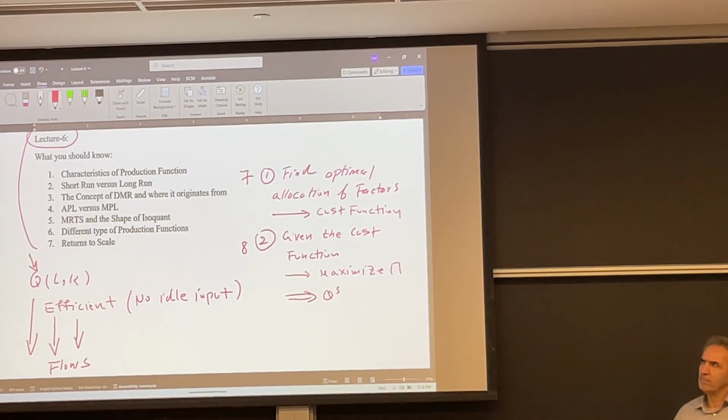Right? If you've taken macro, you've seen the Solow production function there, everything looks like a stock. That's what you have, right? Capital in the nation, that's the amount of labor there. That's not what it is in micro. In micro it is how much of it you use for a period of time. They're all flows. Make sense? Okay.